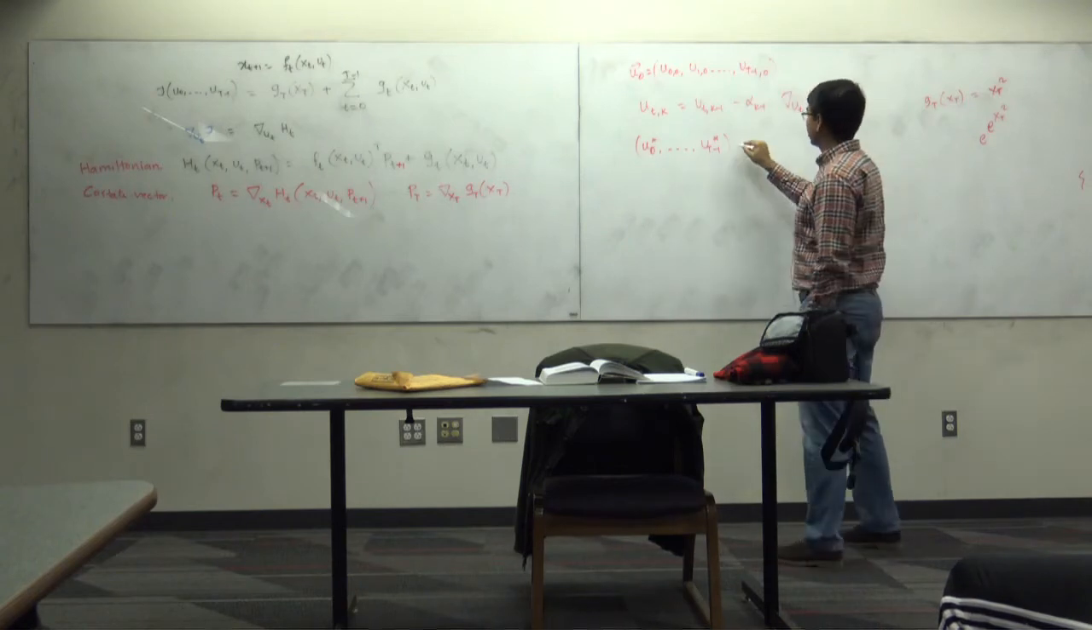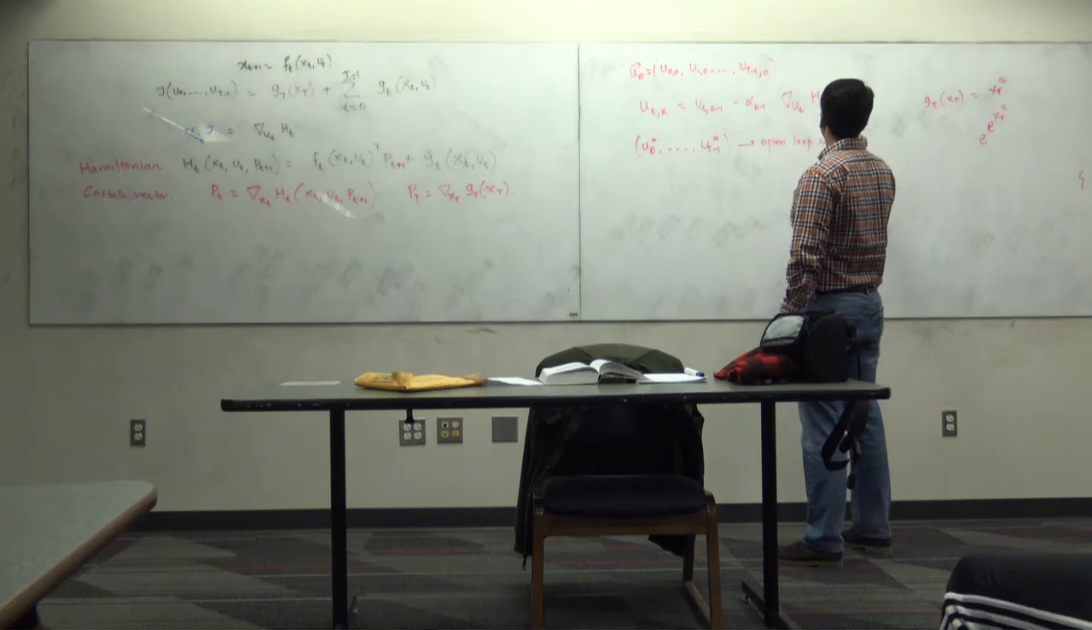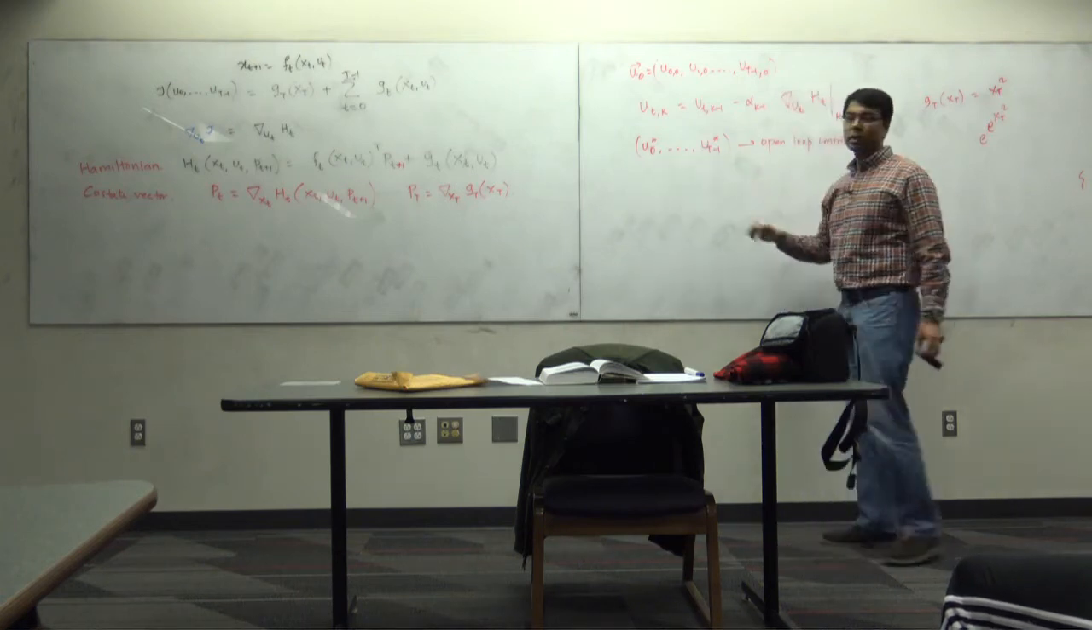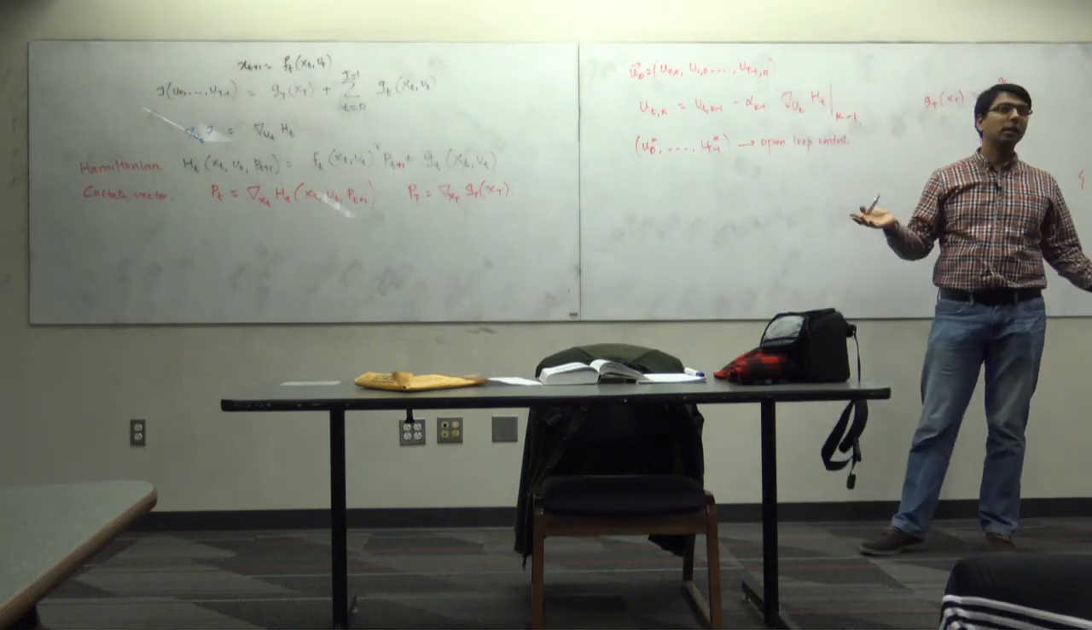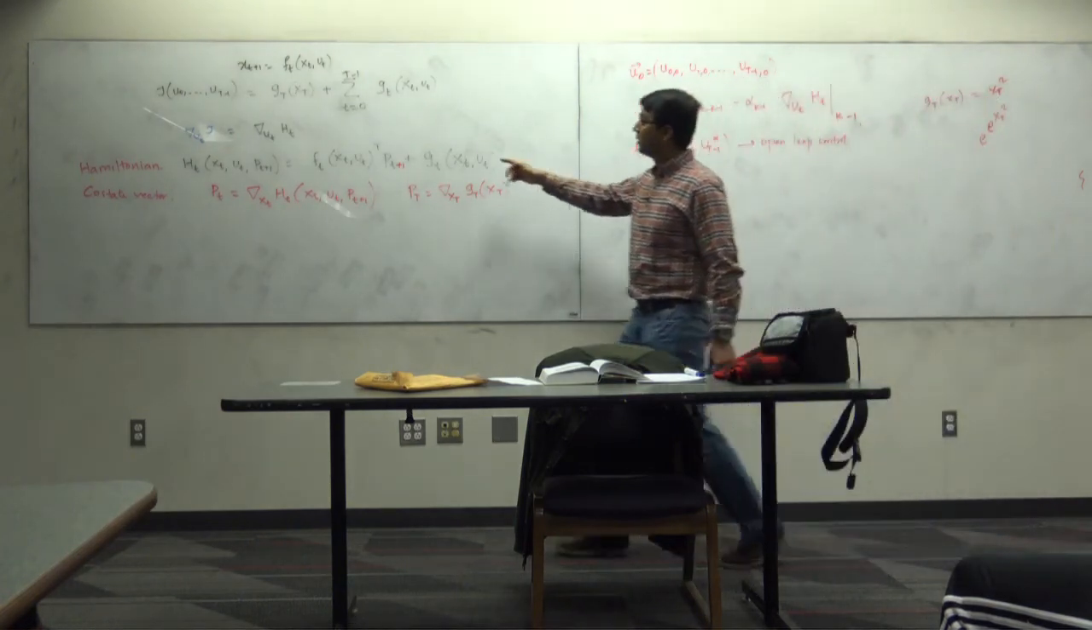This is what is known as open loop control, because the control action is not a function of state. It's not making use of any information about the state that you might be getting from your sensors.